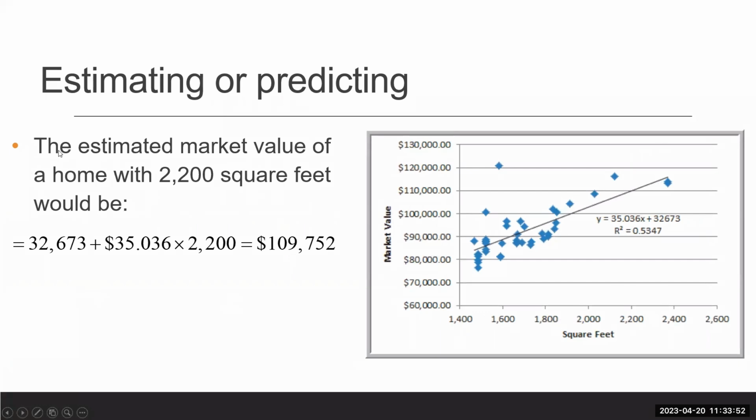Okay, what else? Estimating or predicting. The estimated market value of a home with 2,200 square feet would be, and this is just y equals mx plus b, just substituting for x. If you substitute 2,200 square feet, like right here, and then over, you're going to get 109,752, which is right where my mouse is. We can do that either graphically, or algorithmically by substituting 2,200 into this formula, running it through a calculator to get the predicted y, which comes out to be the same value.